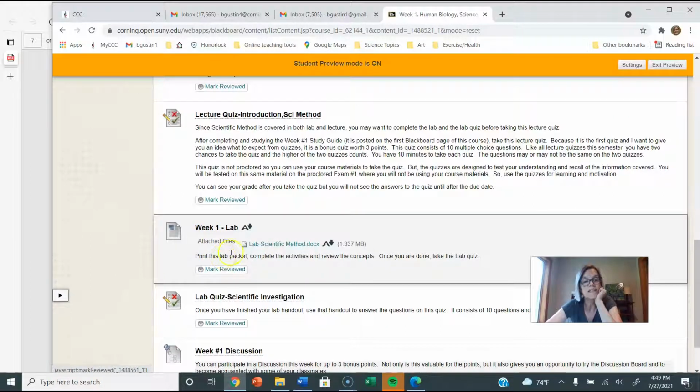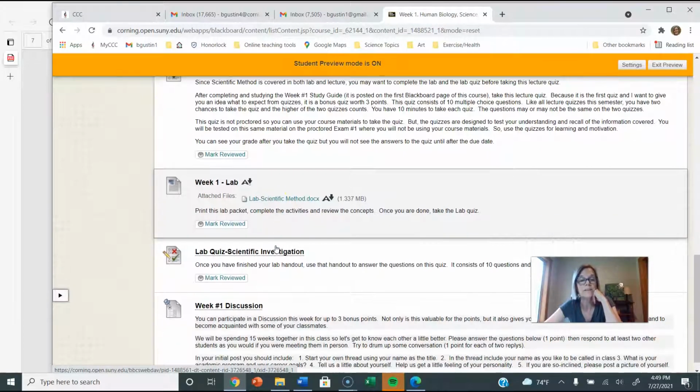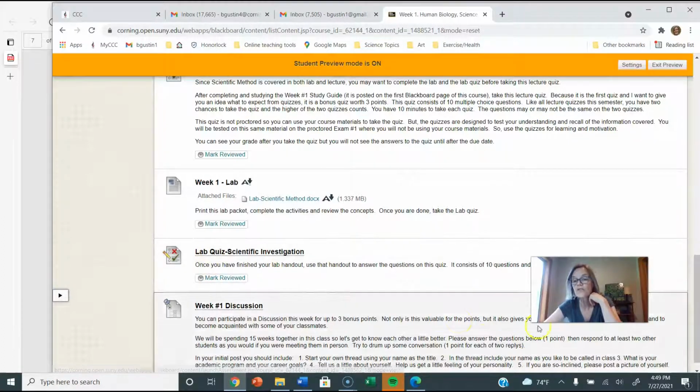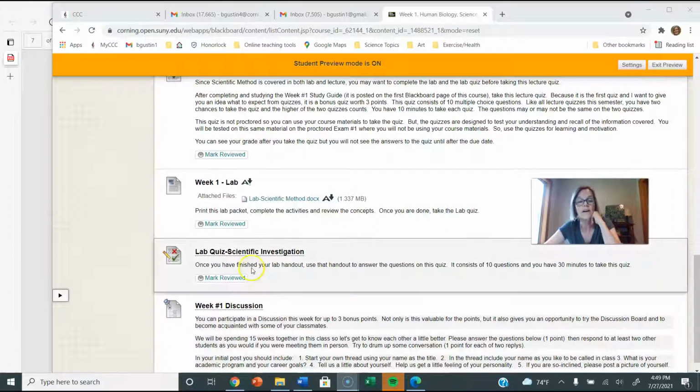And then the next thing you want to do is you're going to click on the lab handout, and the lab handout's going to work you through it. I would print it out and do the activities and watch the videos, and then fill that handout completely, because then you'll take the quiz, and most of the questions on that quiz are right off the lab handout. Now, this quiz is really worth 20 points. I don't think I put that right here, but it's worth 20 points. It's worth the full amount of points for this lab quiz.